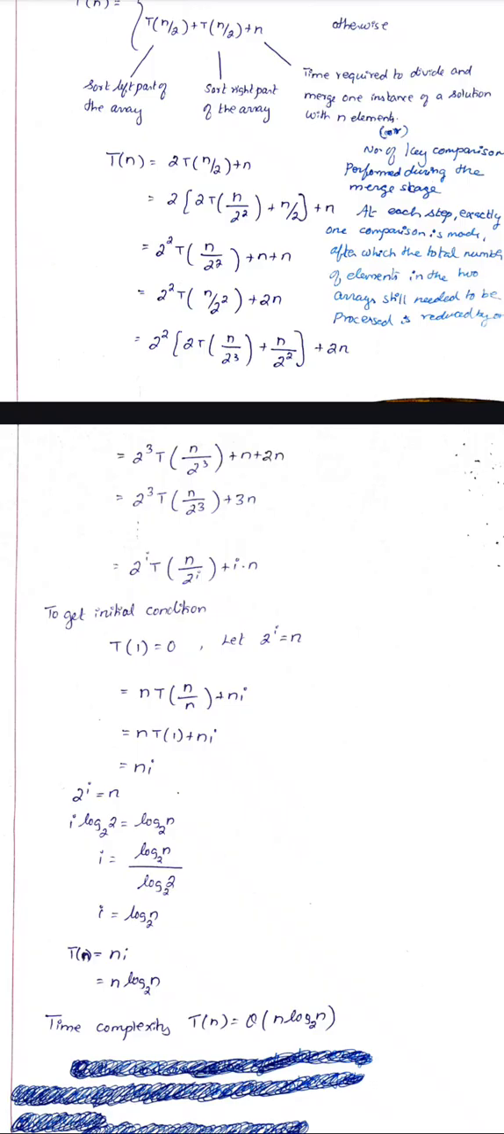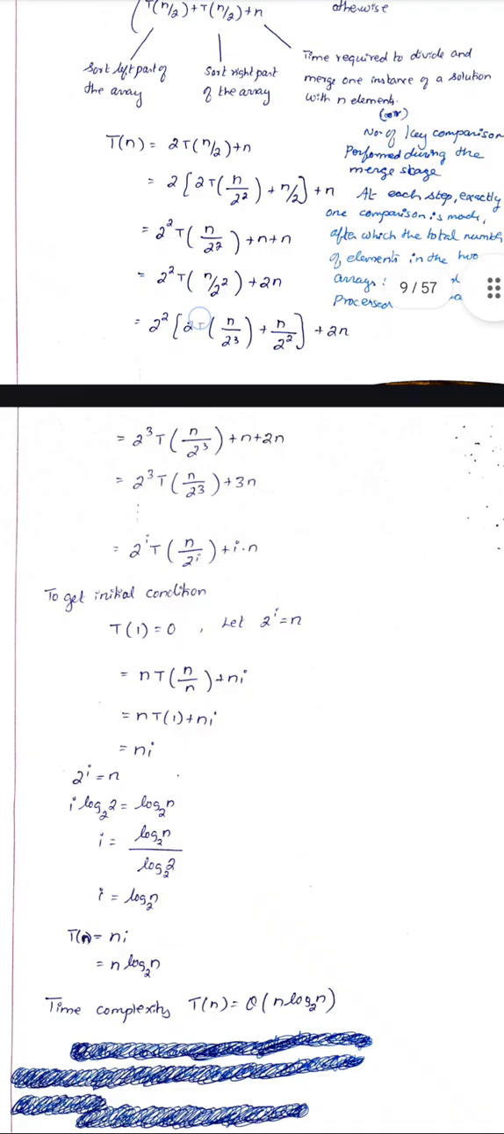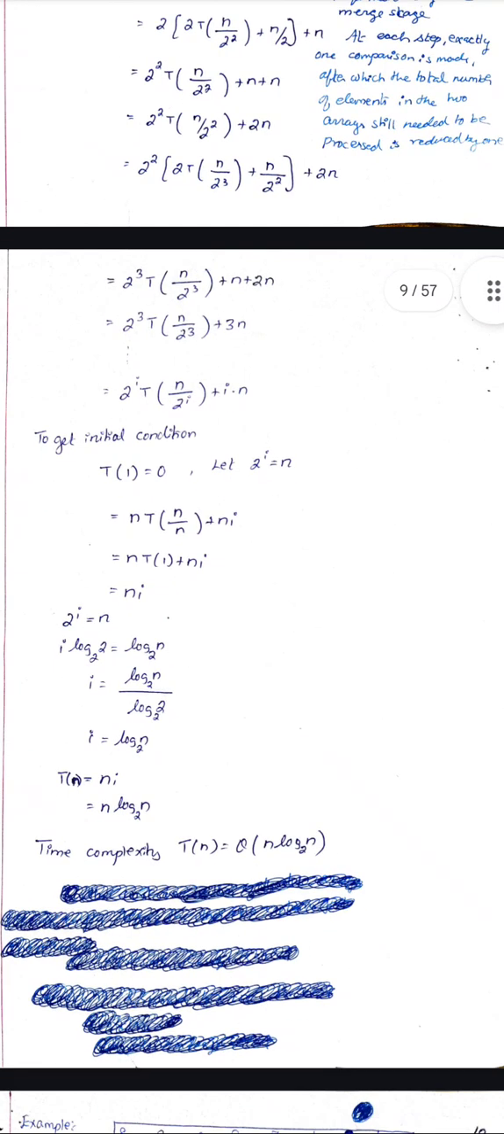2 cube T of n by 2 cube plus n plus 2n, that is equal to 2 cube T of n by 2 cube plus 3n. That continues to 2 power i T of n by 2 power i plus i dot n. Let 2 power i be n. Then T of 1 be 0. n T of n by n plus n into i.